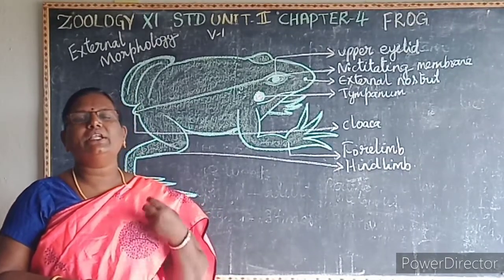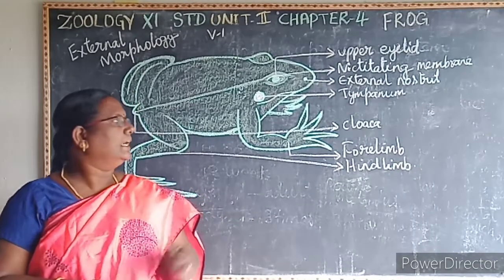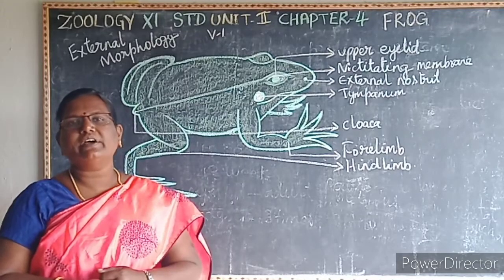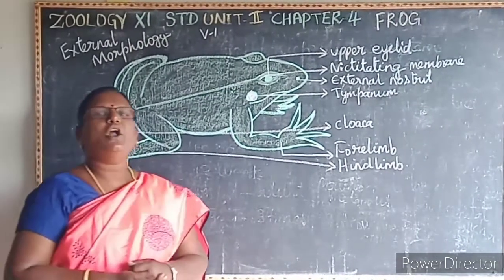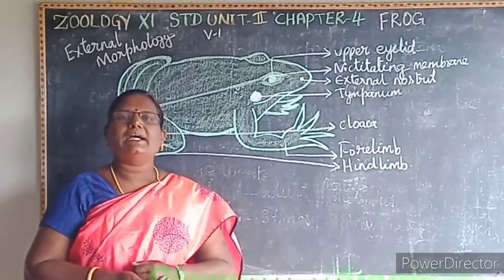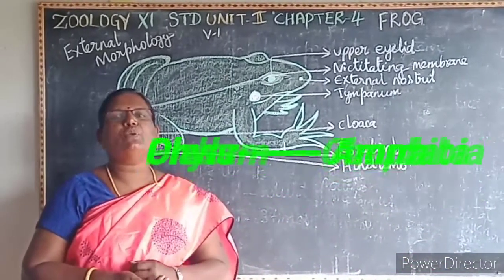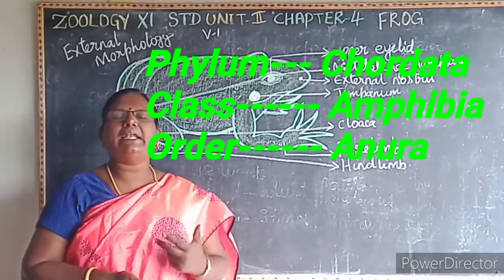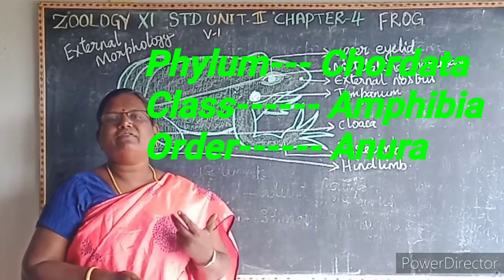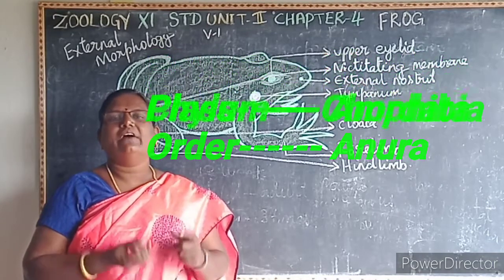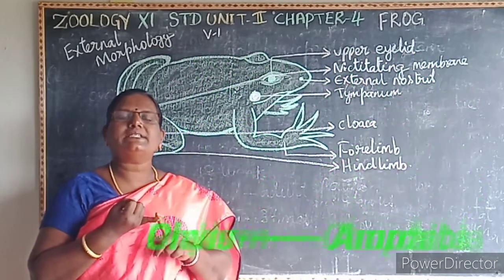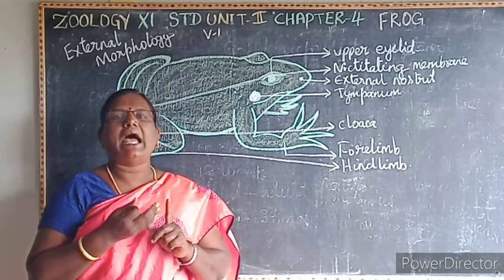Before we learn about the morphology of the frog, let us learn about the classification of the frog. It belongs to the phylum Chordata, class Amphibia. Amphi means double, so it can live on land as well as in water. Amphi means double mode of life. Then the order Anura.